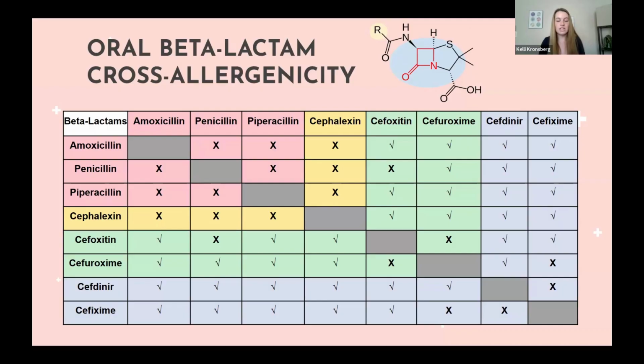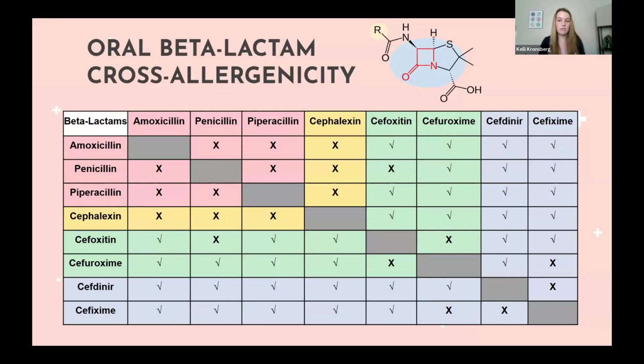So for example, looking at penicillin, we would expect cross-allergenicity for amoxicillin, for piperacillin, which is only available in combination with tazobactam under the brand name Zosyn, with cephalexin, and with cefoxitin. And Zosyn and cefoxitin are the IV options that I kept on the slide in order to demonstrate the cross-allergenicity with penicillins. But other oral options, such as cefuroxime, ceftonir, cefixime, we would anticipate to be safe in a patient who reports an allergic reaction to penicillin, even if it is a true type 1 allergy.